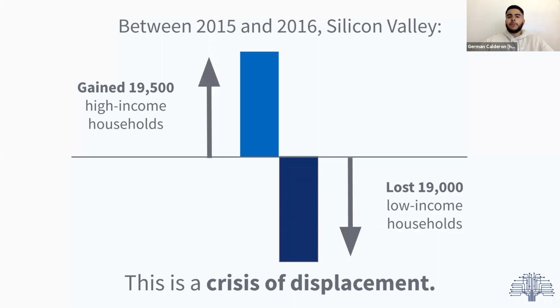So for every high income person coming into the Bay Area, a low income person is being pushed out at about a 1-to-1 ratio. So displacement really is driven by policy choices, and we may see this ratio of displacement continue to rise as the pandemic continues to progress.